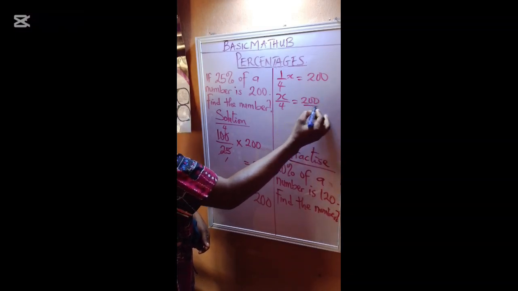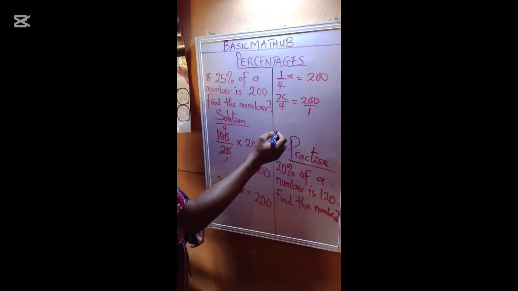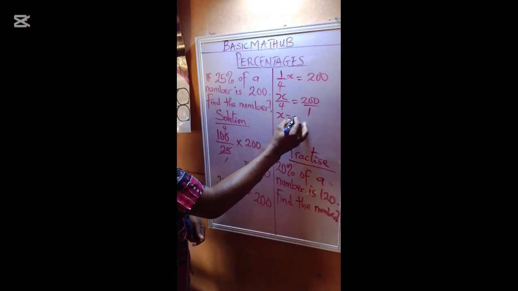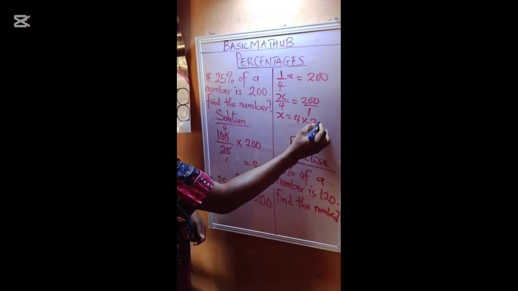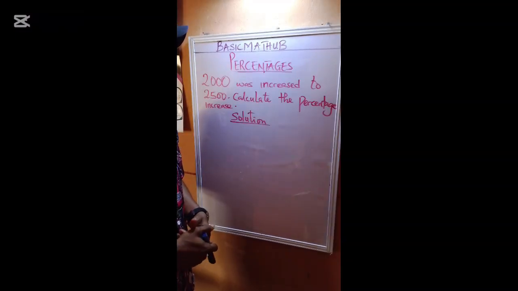Probably, let's just say over 1. So what do we do? We cross multiply. So when we cross multiply, our x will be equal to 4 times 200. So our x, 2000 was increased to 2500.